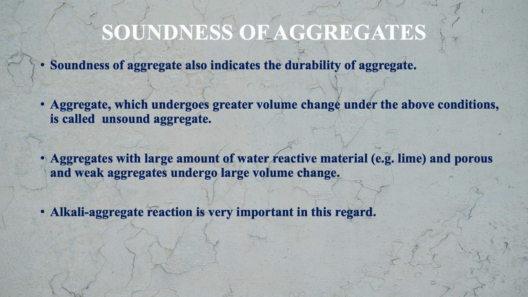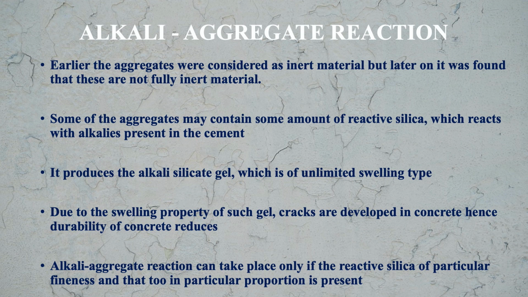Then alkali aggregate reaction is very important in this regard. Now next we move to the alkali aggregate reaction. Earlier the aggregates were considered as inert material, but later on it was found that these are not fully inert. Some of the aggregates may contain some amount of reactive silica which reacts with the alkalis present in the cement. It produces the alkali silicate gel which is of unlimited swelling time. Due to the swelling property of such gel, cracks are developed in the concrete, hence durability of concrete reduces.